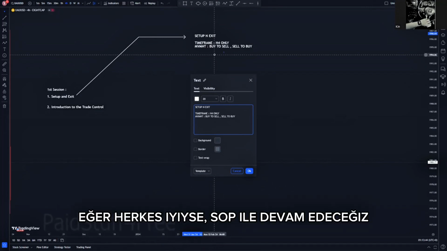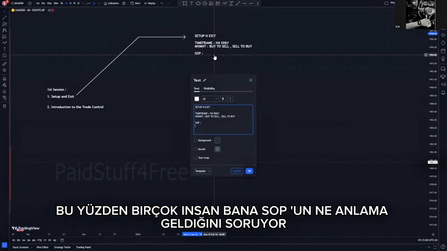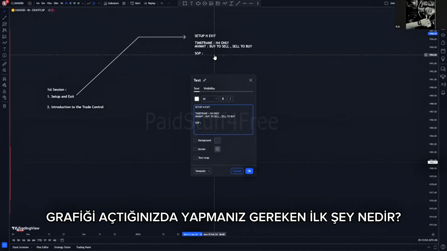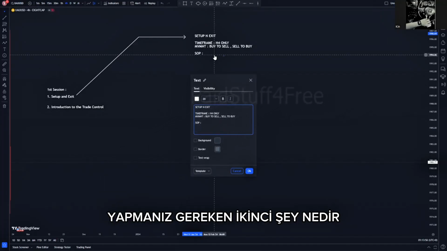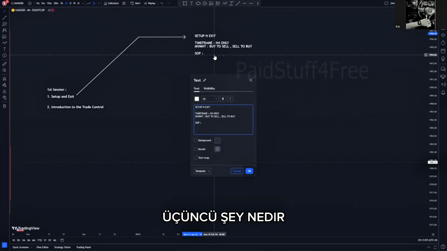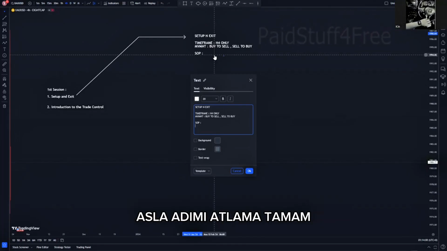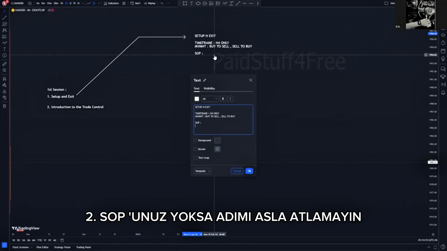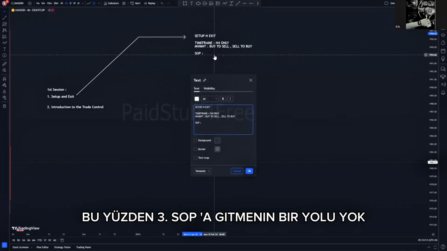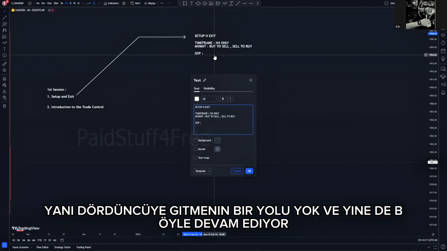All right. If everyone is good, we're going to continue with the SOP. A lot of people are asking me what the SOP means. The SOP means that when you open the chart, what is the first thing that you need to do? What is the second thing, the third thing, the fourth thing, and the fifth thing that you need to do? Talking about the SOP, don't ever skip a step. If you don't have the second SOP, there is no way for you to go to the third SOP. And if you don't have the third SOP, there is no way for you to go to the fourth one, and so on.